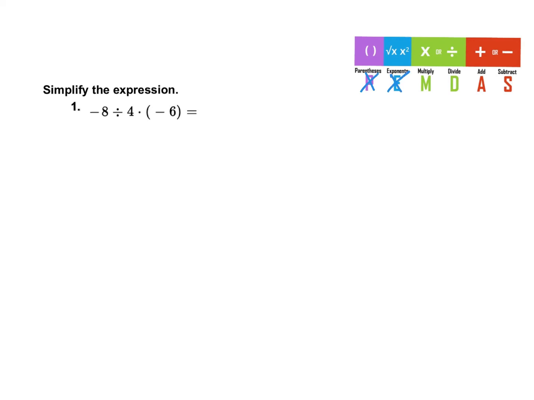Now we need to move on to the multiply and divide. And I have both in this expression. And so let's go ahead, and because we have both in this expression, remember these we're going to do from left to right. So we're going to take negative 8 divided by 4, and we're going to get negative 2. And then we're going to multiply that by negative 6. And so negative 2 times negative 6, 2 negatives make a positive, so we're going to then have positive 12.